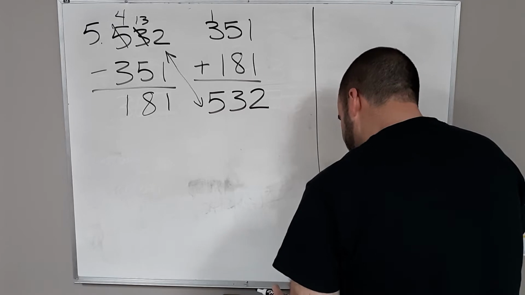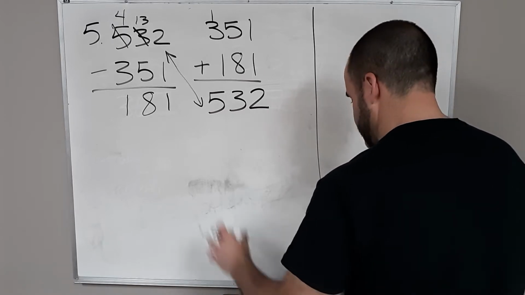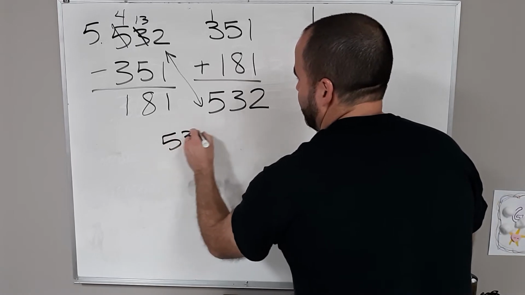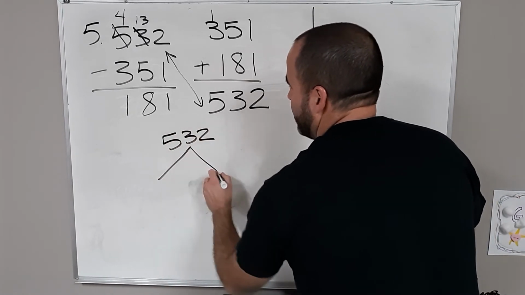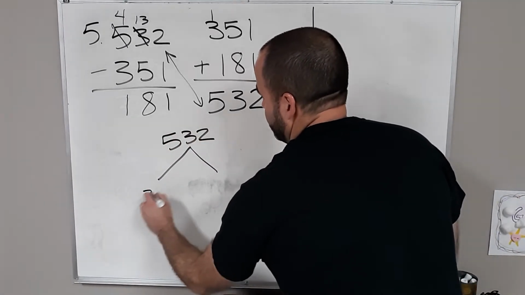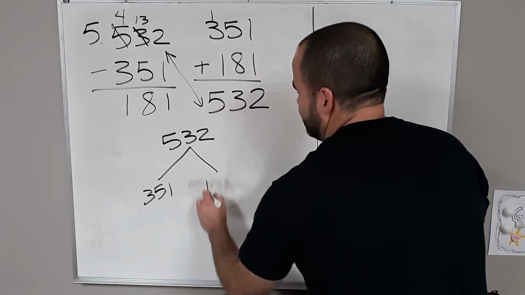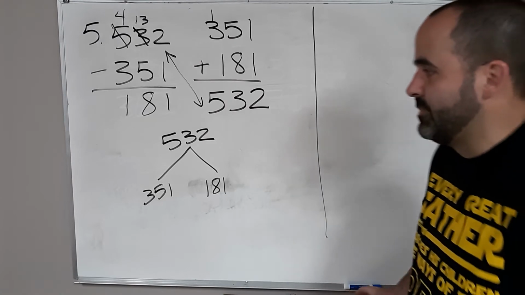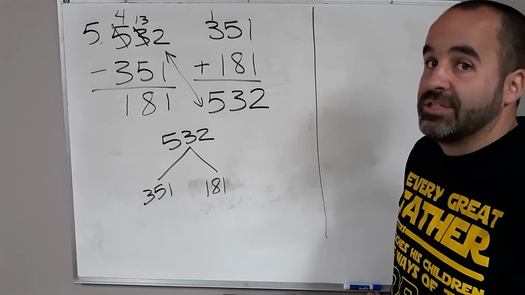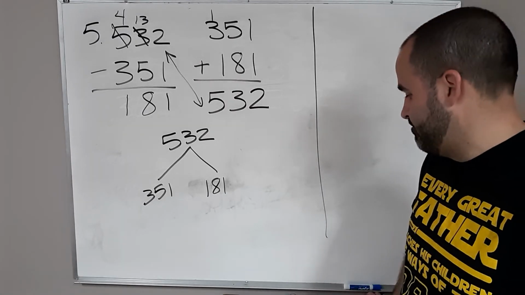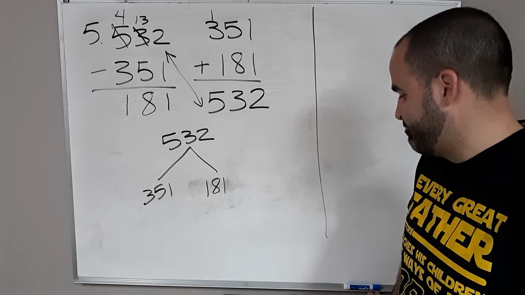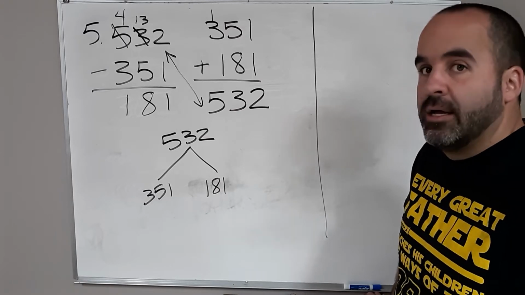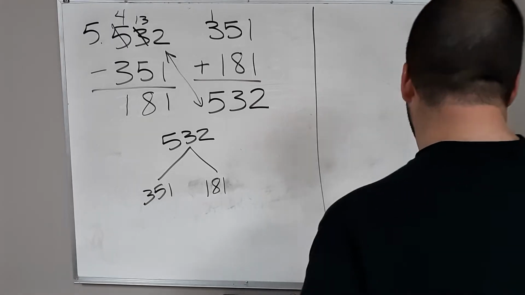Now, it says draw a math mountain. So in the space underneath, you can go just like this. You can write 532 because that is the top of the mountain. And the bottom two look like this and like that. And that's what your math mountain looks like. Okay? Got it? Good.